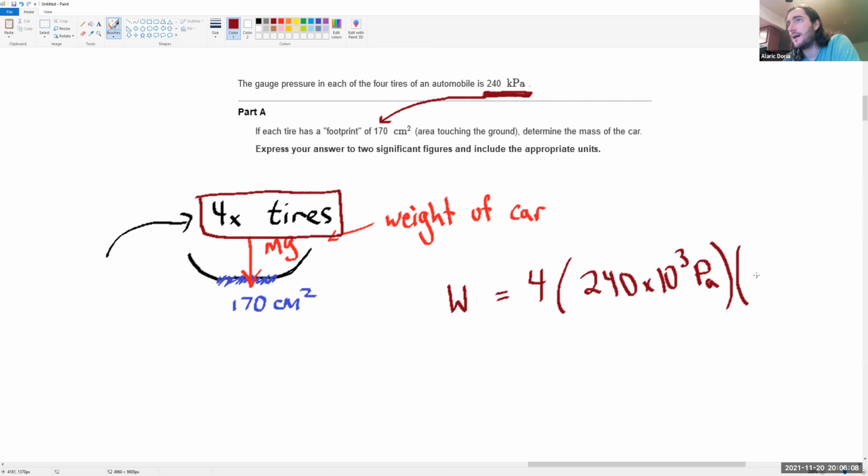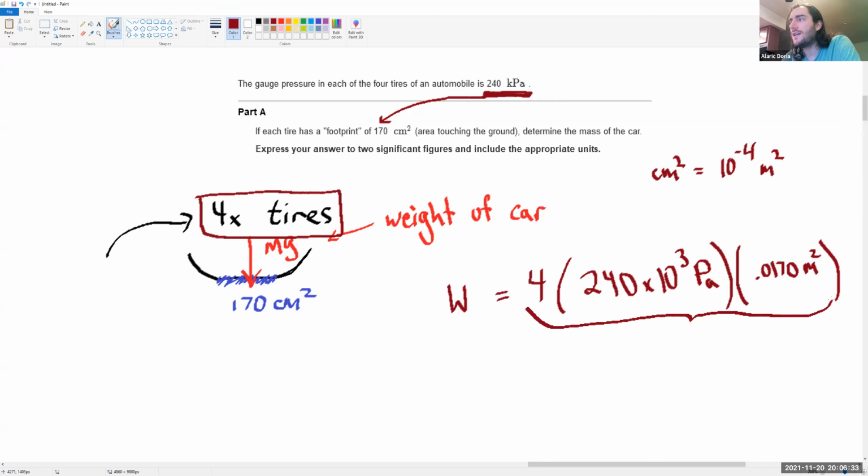And that is 0.0170 meters squared, just converting that number there in my head. So centimeters squared is the same as 10 to the minus 4 meters squared. So the weight of the car is equal to four times the force exerted by one of the tires. Okay, so one of the tires exerts a force equal to the pressure times the footprint that they call it here, the amount of surface area that makes contact with the road.